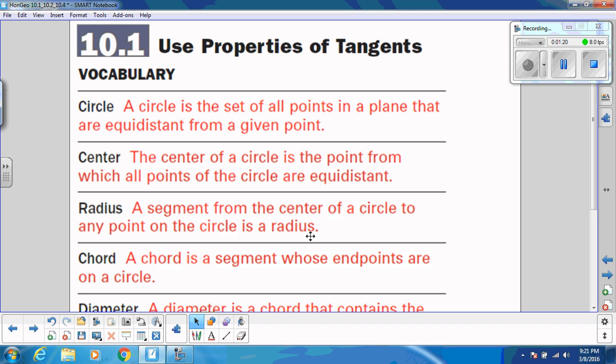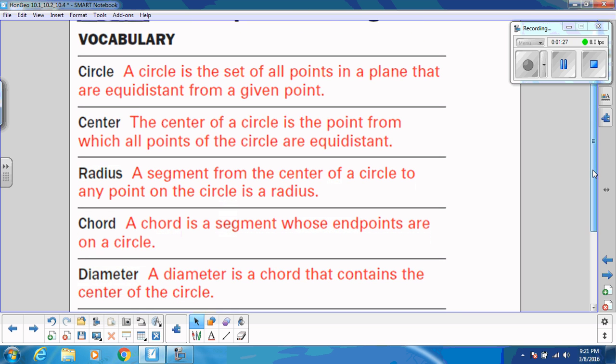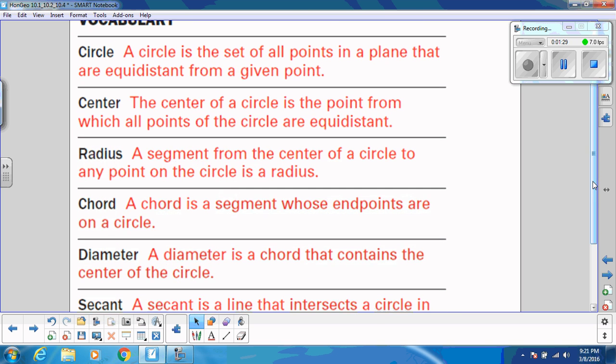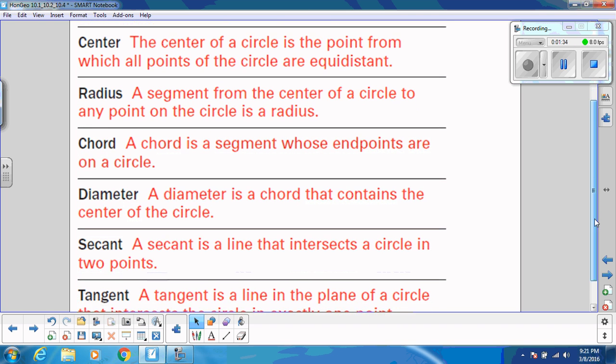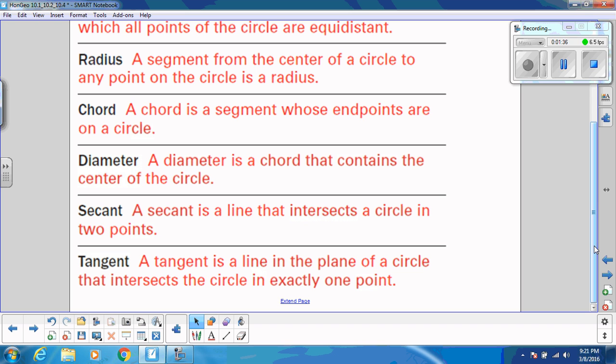And I will be showing you a diagram of all of these terms in just a minute, so you can have a visual with your definitions. A diameter is a chord that contains the center of the circle. A secant is a line that intersects a circle in 2 points. And a tangent is a line in the plane of a circle that intersects the circle in exactly 1 point. So a secant crosses the circle in 2 points. A tangent only touches the circle in 1 point.